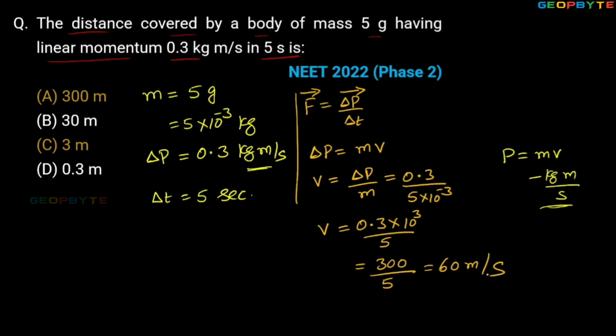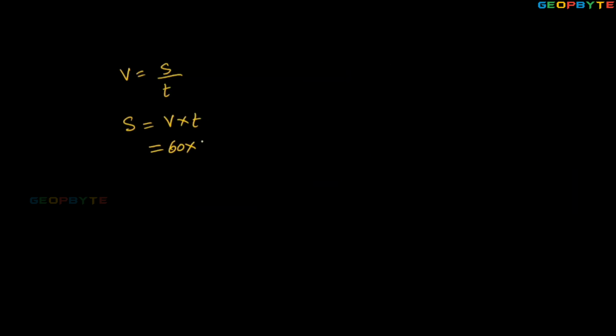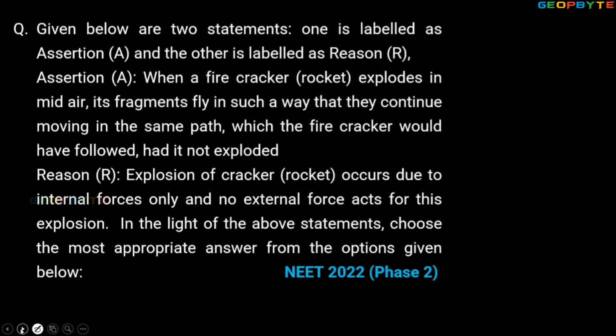That's the velocity. Then what is the displacement? As you know, velocity v equals displacement by time. Therefore, displacement equals velocity multiplied by time. Velocity you got 60. The time given is 5 seconds. 60 into 5, 300. Since it is the displacement, unit is meter, 300 meters. Look at option A. Option A itself is absolutely correct. Understood clearly? Yes.